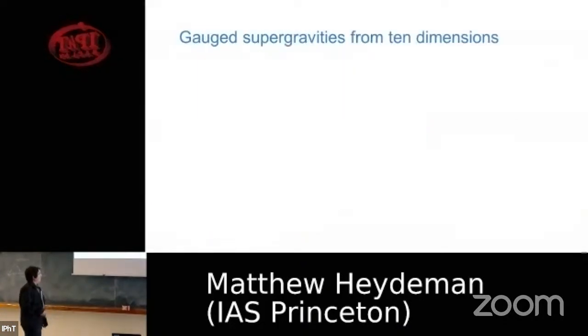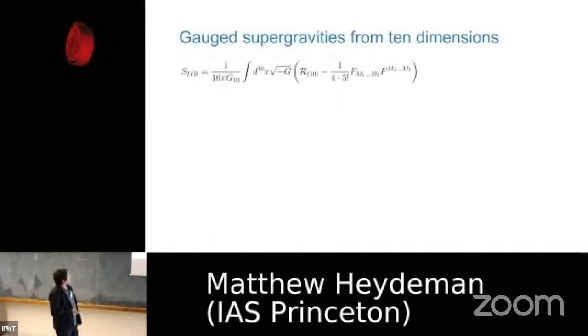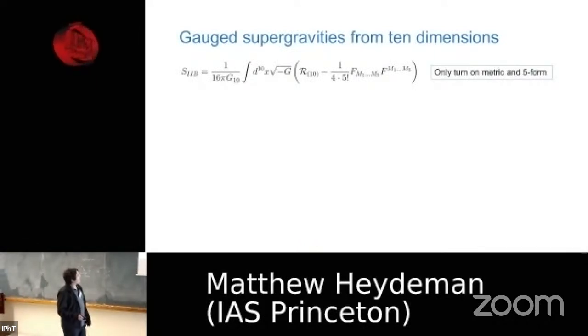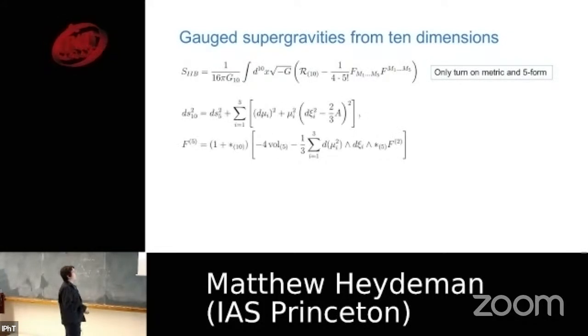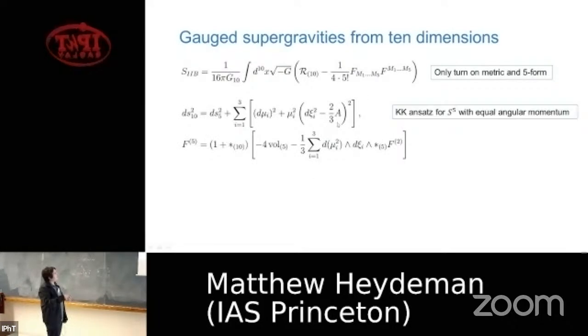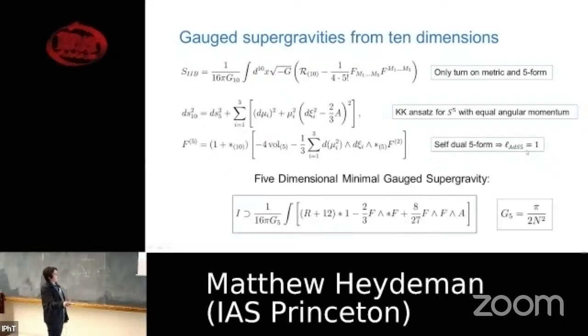So to actually find the black hole solutions, we'll start with the 10-dimensional gauged supergravity. We'll only turn on the metric and the five-form because those are the only ones that will be relevant for the 1/16 BPS black holes. We will start with a 10-dimensional metric with a Kaluza-Klein ansatz with equal rotations on the 5-sphere. So this is the metric ansatz. Here's the self-dual five-form. And this choice will set the AdS5 radius equal to 1.